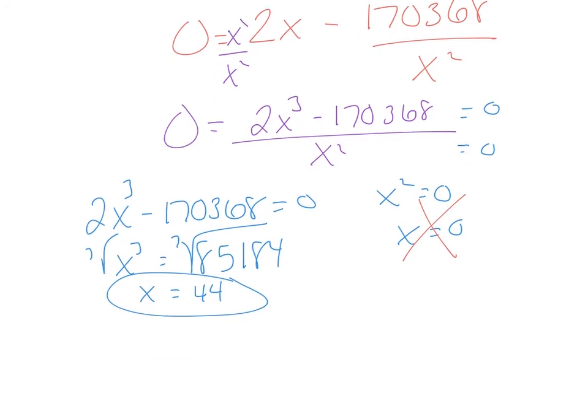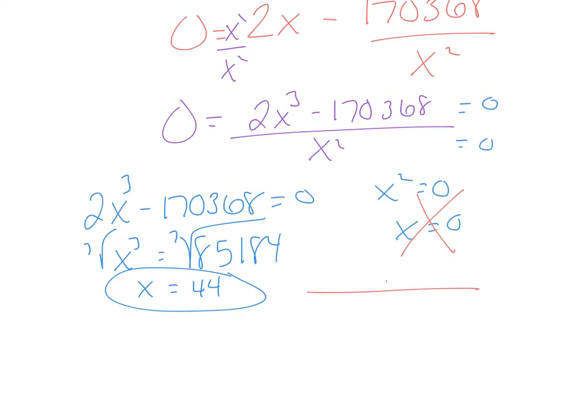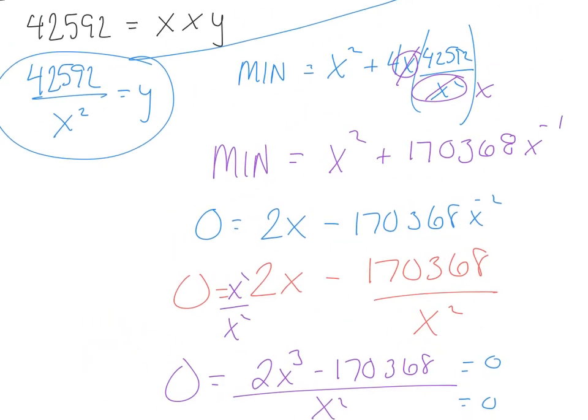I do want to quickly show that 44 is either a max or a min. So I'll test 1. 1 cubed times 2 is 2 minus this huge number over 2 squared is obviously a negative number. If I test 50, 50 cubed times 2 is bigger than that, so I know I've created a min at 44. Now remember, we just need to make sure we answer the question.